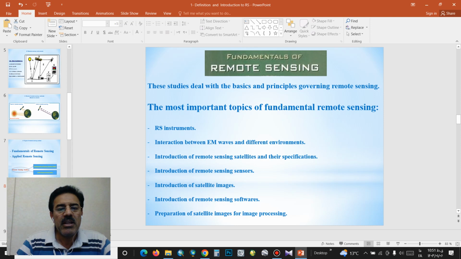RS instruments, interaction between EM waves and different environments, introduction of remote sensing satellites and their specifications, introduction of remote sensing sensors, introduction of satellite images, introduction of remote sensing software such as ENVI software or Geomatica software, and finally preparation of satellite images for image processing.